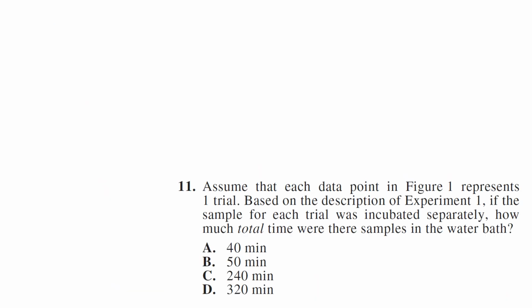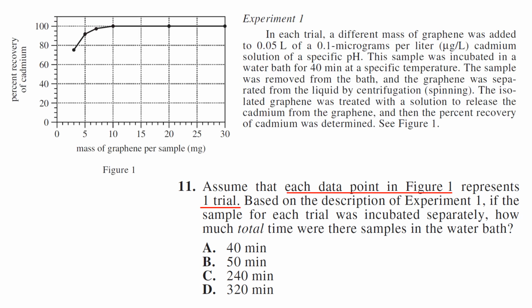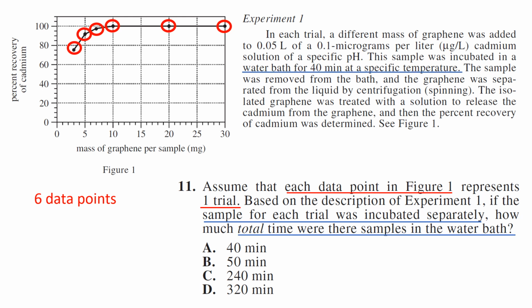Number 11, assume that each data point in figure 1 represents one trial. So figure 1, each data point is one trial. So there's 6 data points, so 6 trials. Based on the description, the sample for each trial was incubated separately, how much total time was there in the water bath? So each water bath is 40 minutes. So if each one is separate, it's going to be 6 times 40 or 240. You can't use a calculator on the ACT science section, so you have to do simple math. Answer is C. We'll say simple math, basic math.